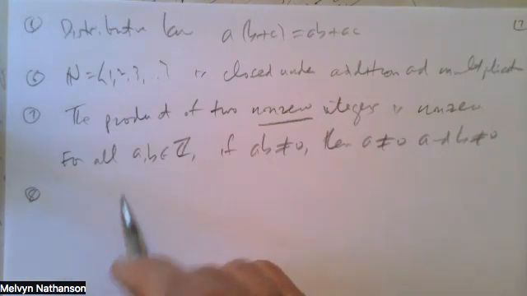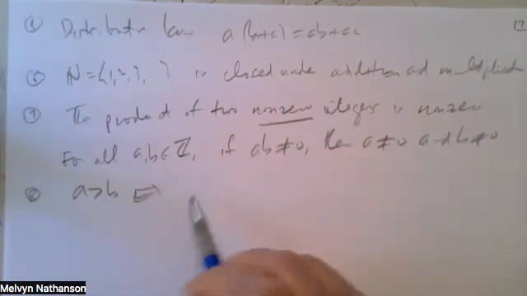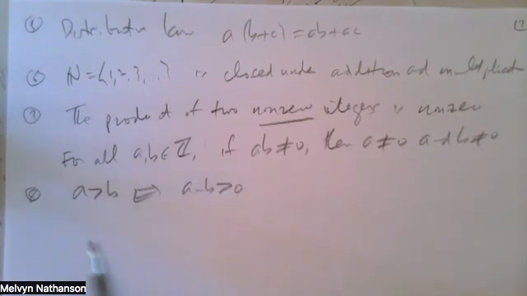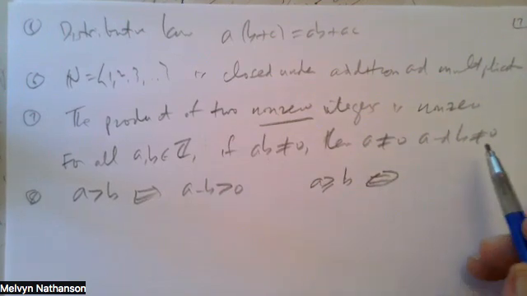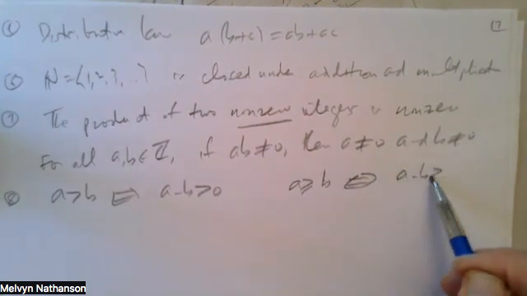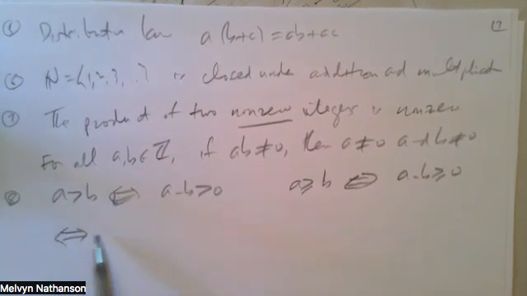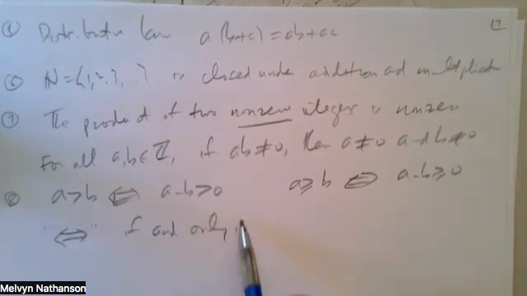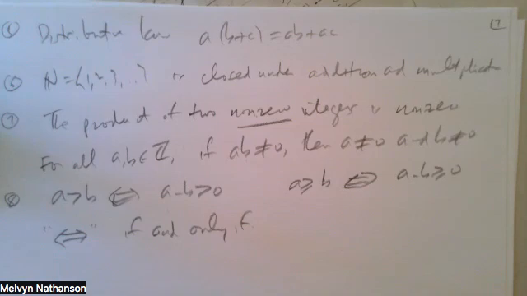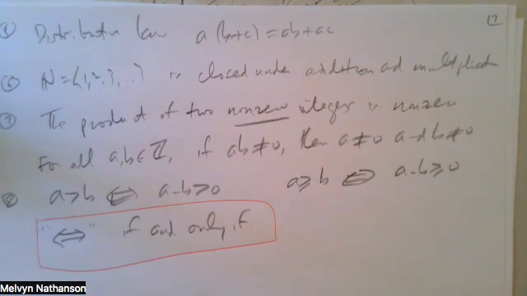down. For integers A and B, A is greater than B if and only if A minus B is positive, and A is greater than or equal to B if and only if A minus B is non-negative. And this double-headed arrow means if and only if. So there's lots of mathematics notation that you have to learn, and this is one of these things.